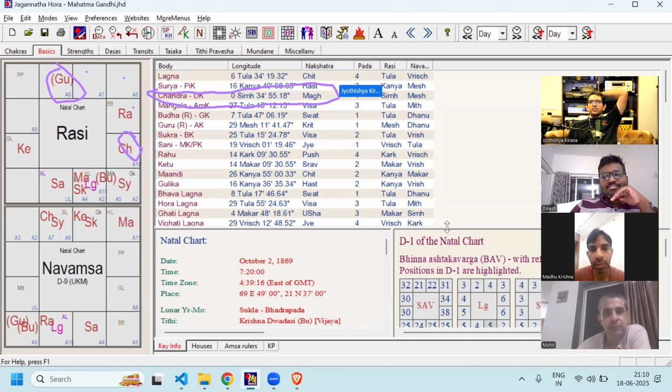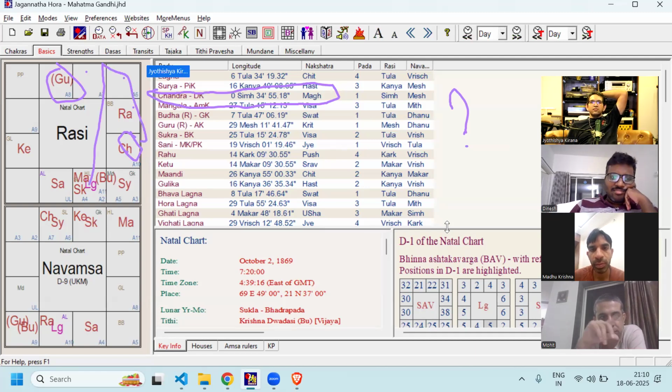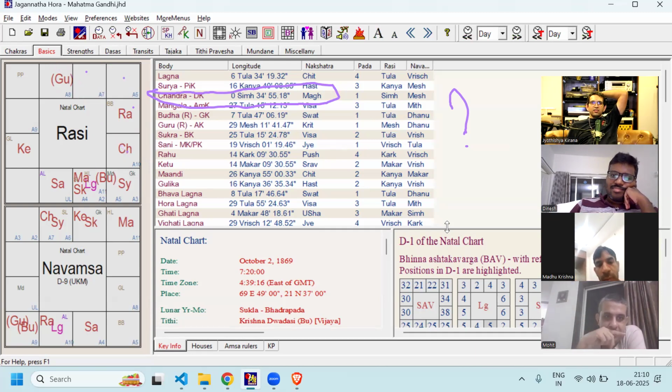So one thing which is for sure about this person's chart is Chandra is in Shishu avastha. What does Chandra represent? Mind. So here you see which house it is in. Fifth house. Lagna is where? 11th house. Right. 11th house. Correct?